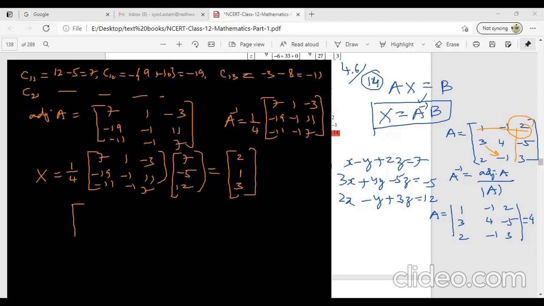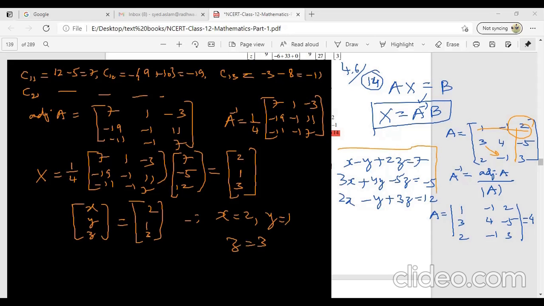And this X, what is the value of X? X is x, y and z, and that is equated to 2, 1 and 3. So we can equate the corresponding elements. Therefore, we got x is equal to 2, y is equal to 1 and z is equal to 3. This is the solution of the given equations. We have solved these equations by the matrix method. These are equations number 1, 2, 3.